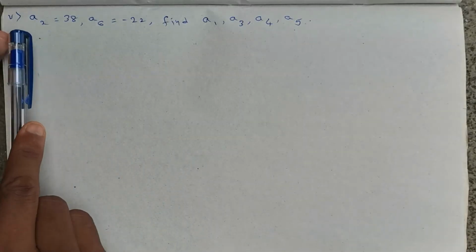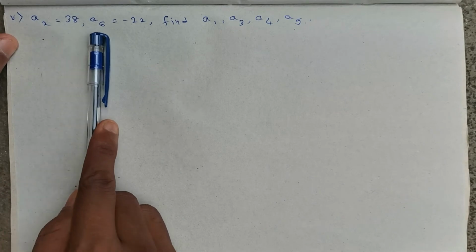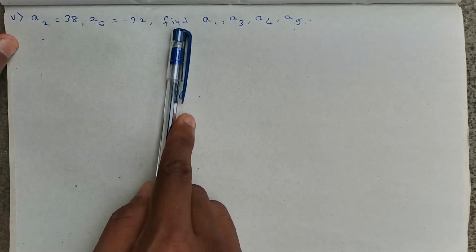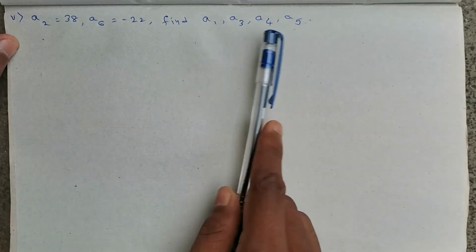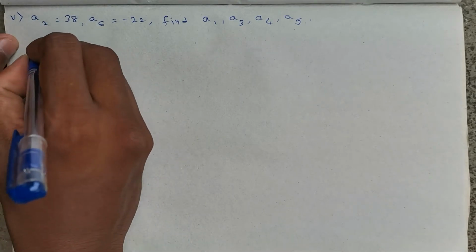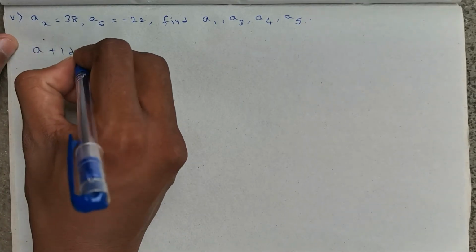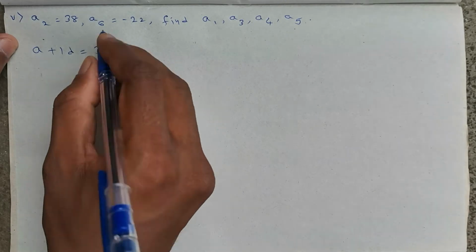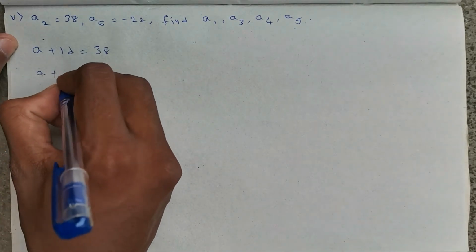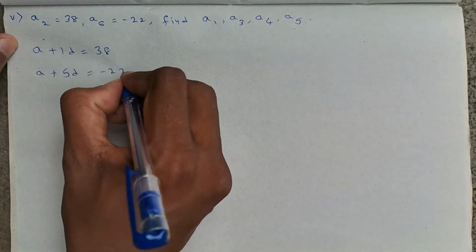The next question is A2 is equal to 38 and A6 is equal to minus 22. Then find the values of A1, A3, A4, A5. A2 is nothing but A plus 1D, which is equal to 38. A6 is nothing but A plus 5D is equal to minus 22.